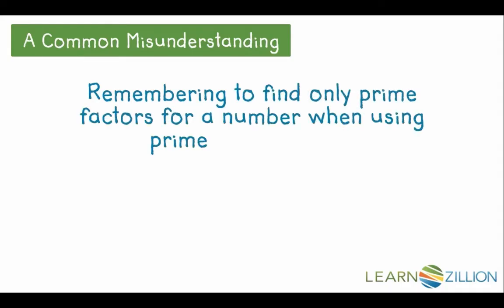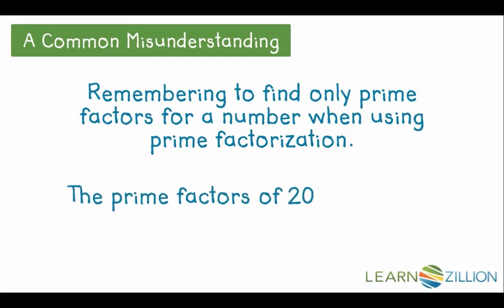Remember, when you find the prime factors for a number, each of those factors has to be prime. If I stated that the prime factors of 20 are 2 times 10, I'd be incorrect. 2 is prime, but 10 is not. It's composite.